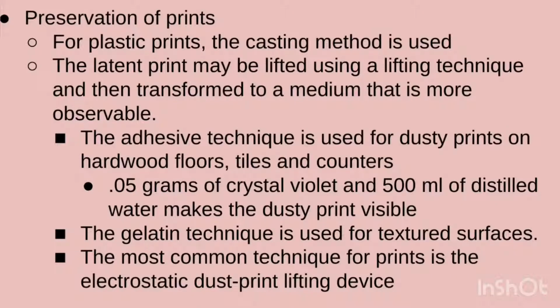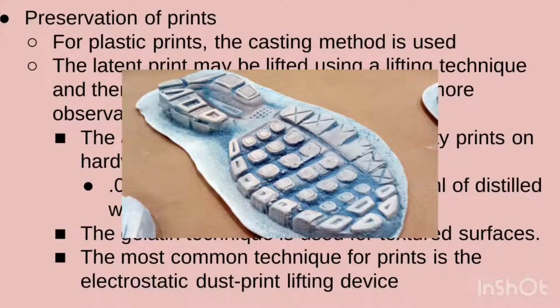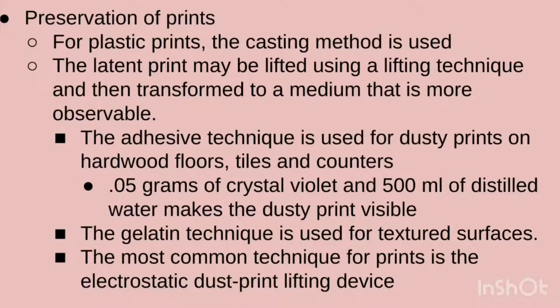The next step is to preserve the print. The only way to preserve a visible print is through photography. For plastic prints, the casting method is used where a dense liquid is poured and left to harden so the print may be lifted in one piece. Latent prints are preserved using different lifting methods.